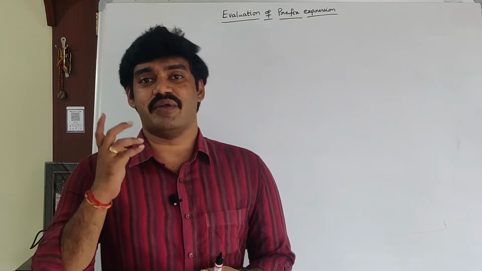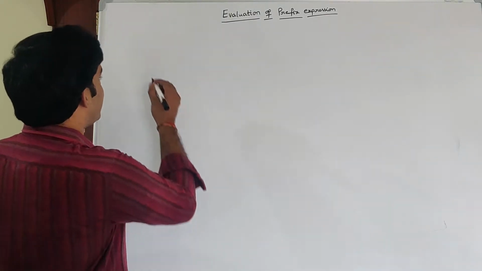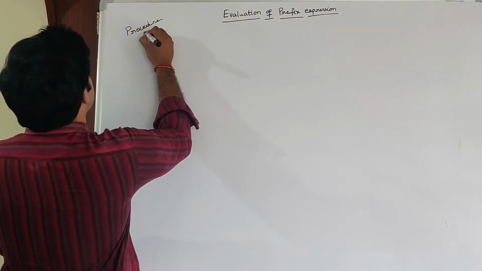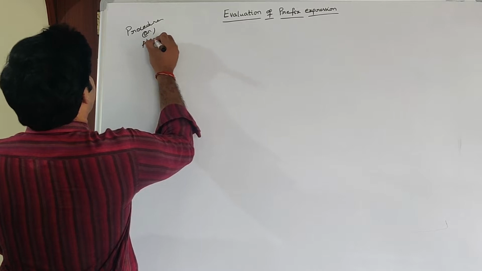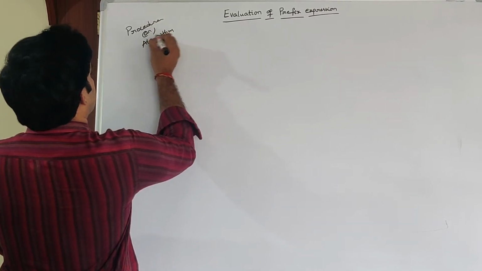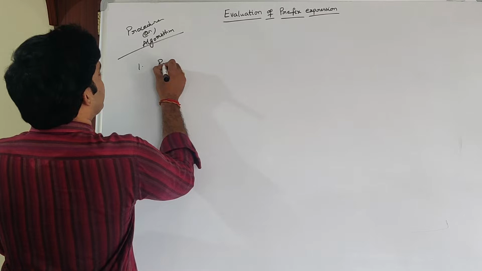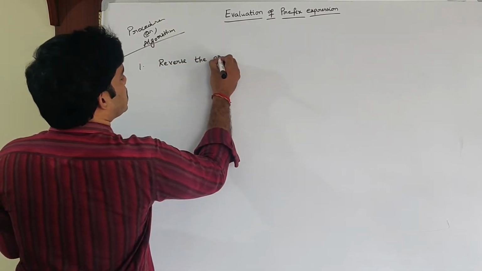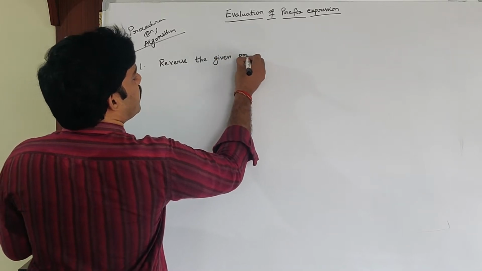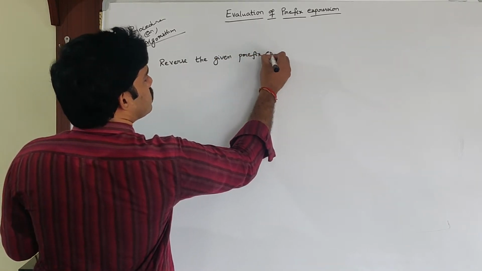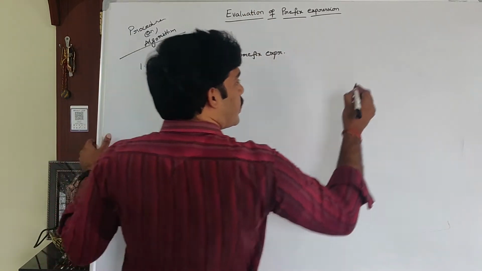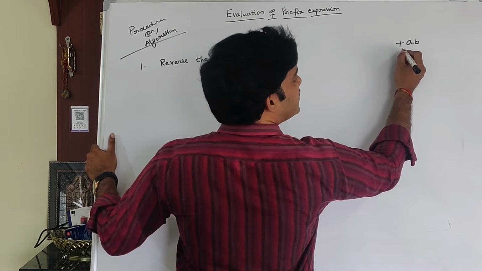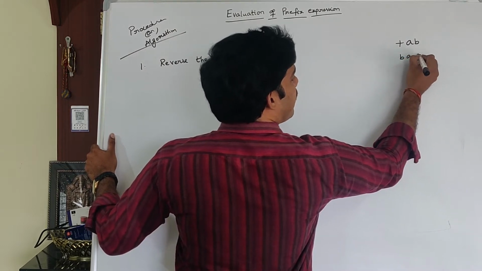How to evaluate the prefix expression? The first step is the procedure or algorithm to evaluate the prefix expression. First one is reverse the given prefix expression. Assume that your expression is plus AB. First reverse it, then it will become BA plus.